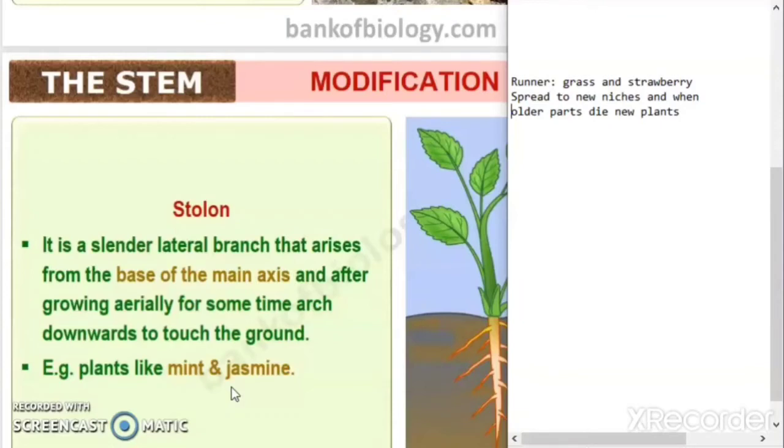You must have seen how grass grows. One of its stems will grow near the ground and reach another place, and from there a new grass would have developed. So these runners are structures which spread to new niches, and when the older parts die, new plants will be formed from these runners. Okay, so that is how grasses and strawberries grow.